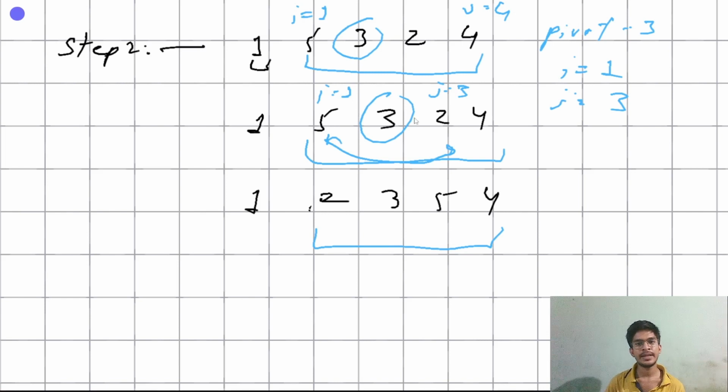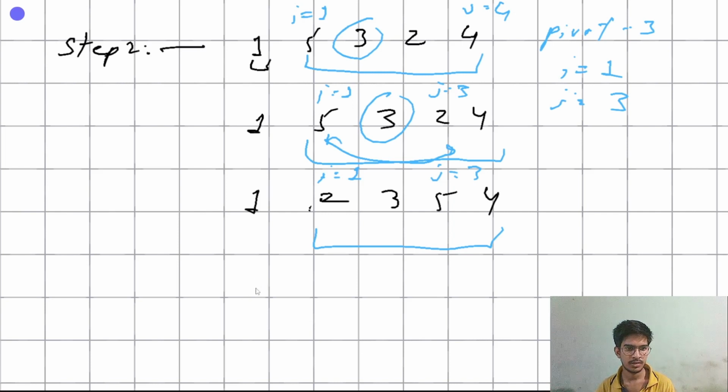Now it will again say i equal to 1 and j equal to 3. Now it will again check whether there is an element greater than the pivot 3 on the left-hand side, and it will say no. So i will be decremented because it didn't find a match.